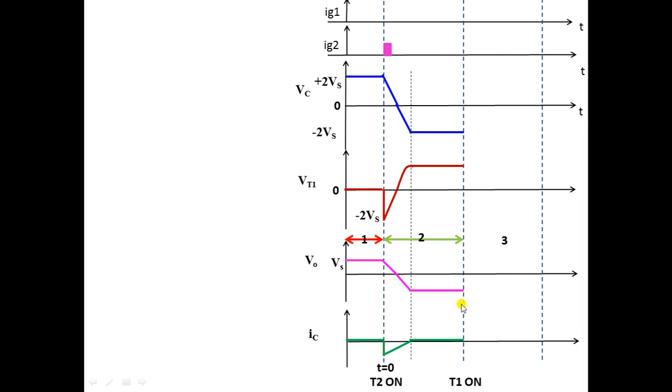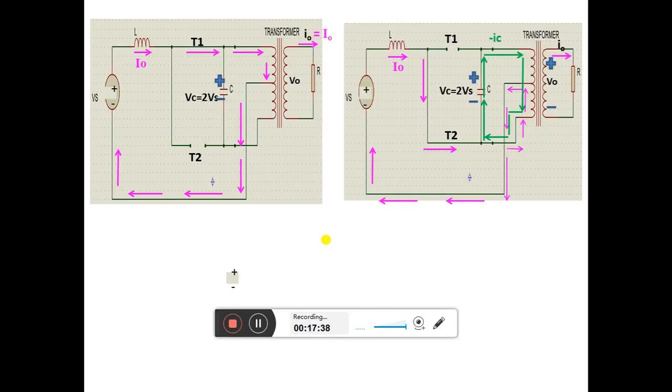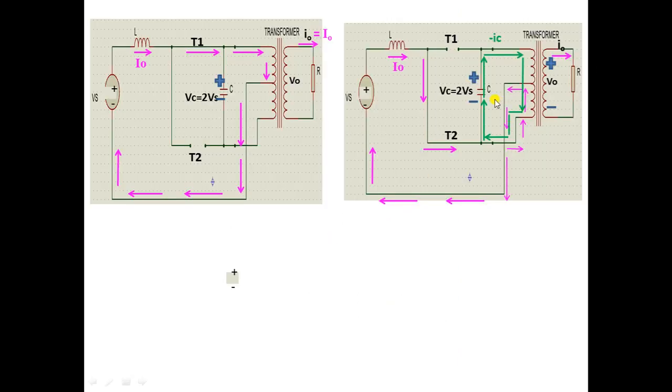Okay, so this is mode 2. Now let's go back to our circuits. Now here in the circuit, you see capacitor current is flowing like this. So now the capacitor has got discharged, attained 0, and it is fully recharged to minus 2 Vs.